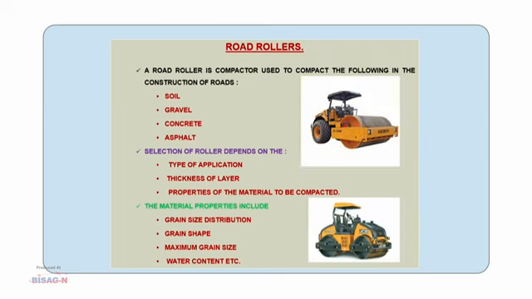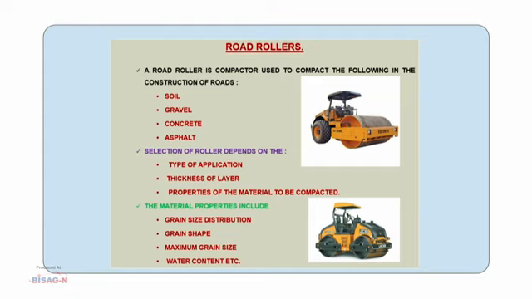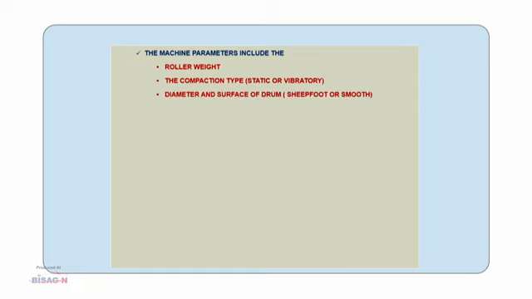So, these are the photos of the road roller. In the first photo you can see a compactor generally used to compact the soil, and the second one is the tandem two-wheeler roller. The roller machine parameters include the roller weight, the compaction type, which may be static or vibratory, and the diameter and surface of the drum, which may be a sheep foot or a smooth roller. The roller weight can be increased by adding water or sand inside the wheel.